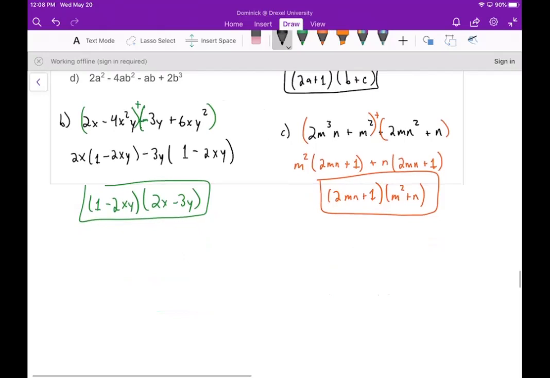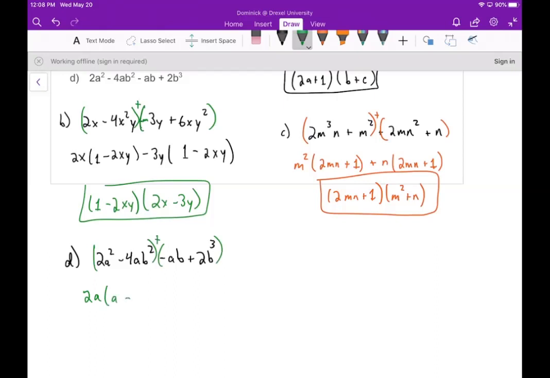Okay. Last one in this slide, we have 2a squared minus 4ab squared minus ab plus 2b to the third. So let's group our terms. Group our first two, group our second two, plus in between. So in the first expression, it looks like I can take a 2 and an a out, and I'll be left with an a minus 2b squared. And then in my second expression, knowing that I want to have a positive a, let's factor out a negative b. So that way I have an a, and then I'll need a minus 2b squared.